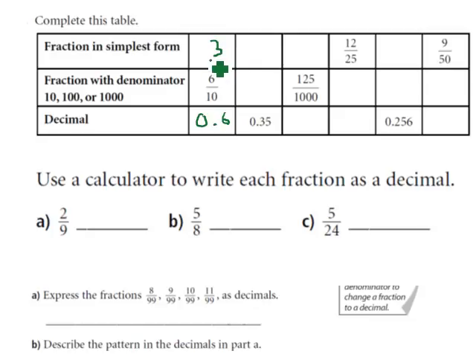So if I divide the top by 2, I get 3. And the bottom by 2, I get 5. Okay, so 6/10 in its simplest form is 3/5. We're going to do more in the next video.